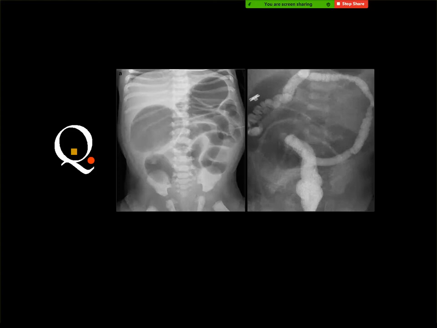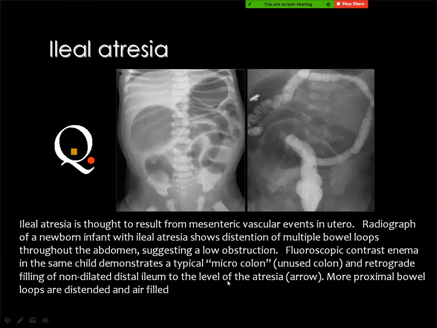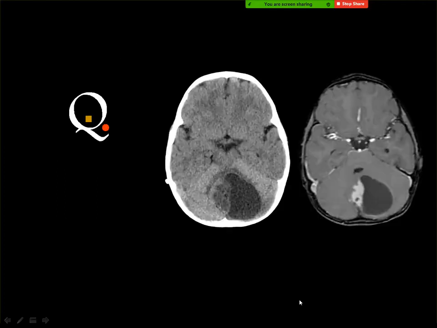Microcolon. Yes, what are the possibilities? Meconium ileus, ileal atresia, and aganglionosis. And of course you cannot differentiate the three, except if you see filling defects in the colon or the ileum, then you can diagnose meconium ileus. But the two other conditions are very difficult to diagnose from the ileum studies.